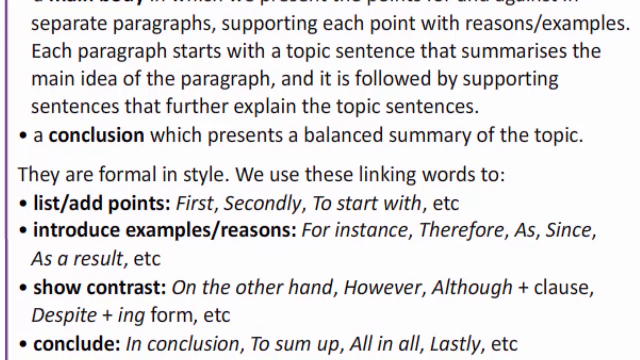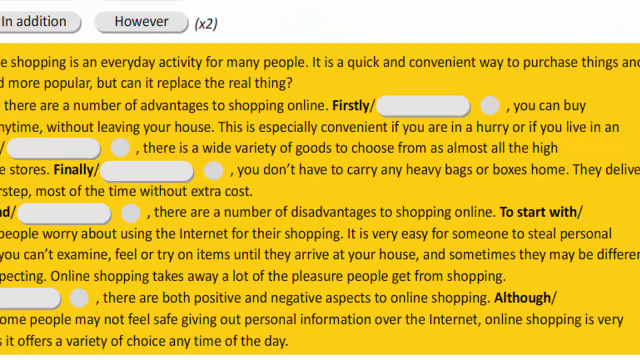We use these linking words to list, add points: first, secondly, to start with, and etc. Introduce example, reasons: for instance, therefore, as, since, as a result. Show contrast: on the other hand, however, although plus clause, despite with verb with ending ing. And conclude: in conclusion, to sum up, all in all, lastly, and etc.